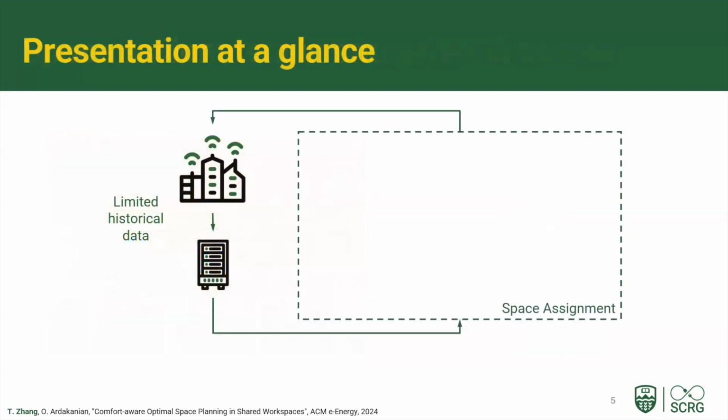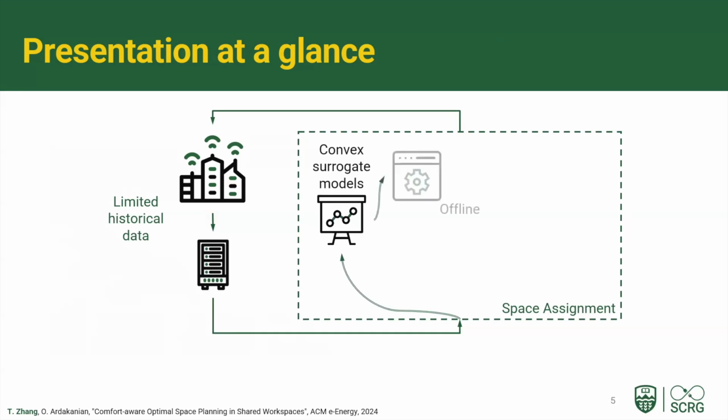So here's a general overview of the entire work. In this work, we utilize historical data to train convex surrogate models. These models correlate the number of occupants and the temperature set points in each zone with the HVAC system energy consumption. We then employ these convex surrogate models to solve mixed integer programming problems, aiming to optimally assign long-term occupants. This process reduces the energy consumption of the HVAC system and ensures individual thermal preferences are met.